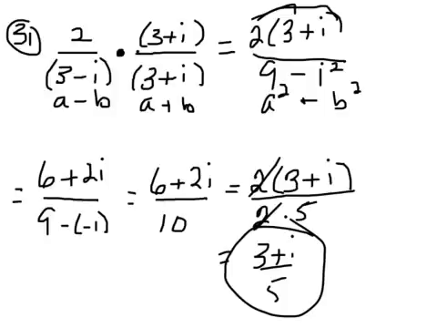I wrote this down and did such a nice job explaining it, but I did not turn the recorder on. So let me kind of explain as we go. The original problem was this 2 over 3 minus i, okay? Now, it's not legal to have 3 minus i in the denominator. Can't have i's, can't have radicals. So what we're going to do is use the conjugate of that.